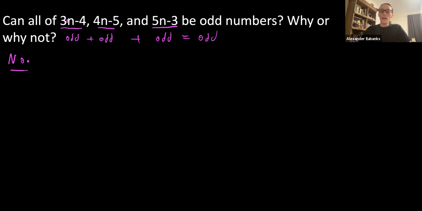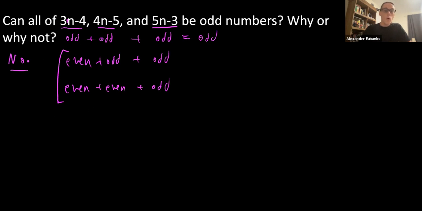Well, if they can't be all odd, then either one of them is even. We don't know which one, but let's just write it in any order because they can't all be odd. Or maybe 2 of them are even. Okay. So maybe all 3 are even. Let's just humor all 3 of these possibilities. Okay. So let's label these possibilities. Let's call this possibility A, possibility B, possibility C.